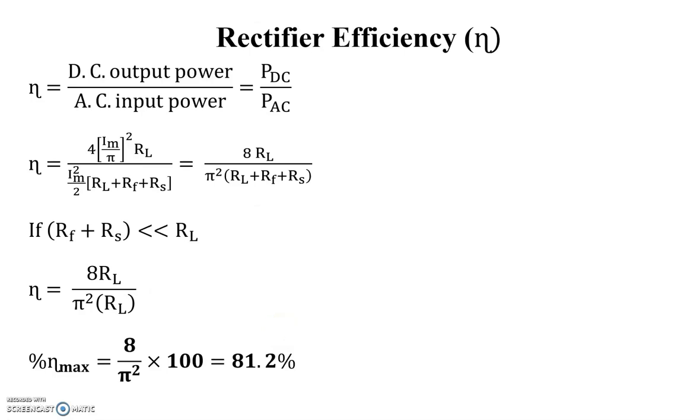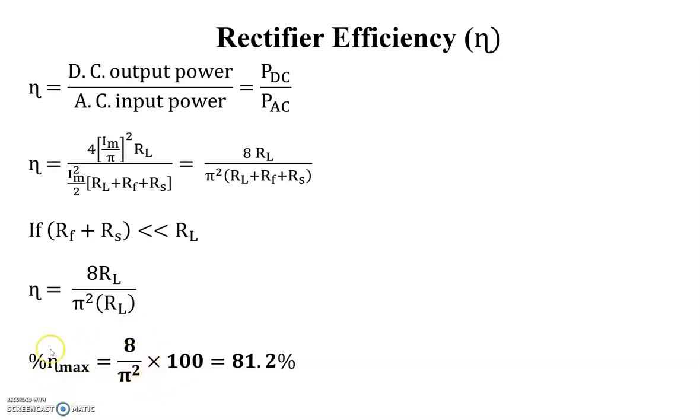What is the efficiency? It is nothing but the ratio of DC power output to AC power input. You know these two values, so substitute and find the efficiency. Also consider that RF plus RS is far less than RL. Neglecting these two resistance values, the efficiency becomes 8 into RL divided by pi square into RL. RL gets cancelled. Simplifying, the efficiency is nothing but 8 by pi square.